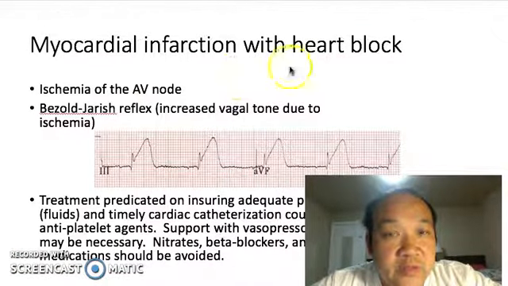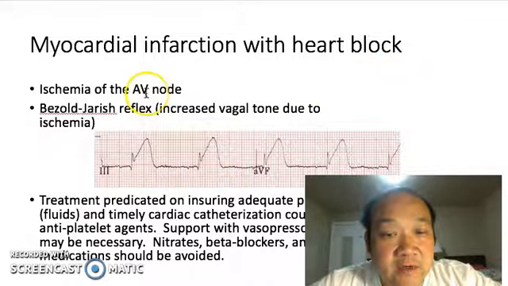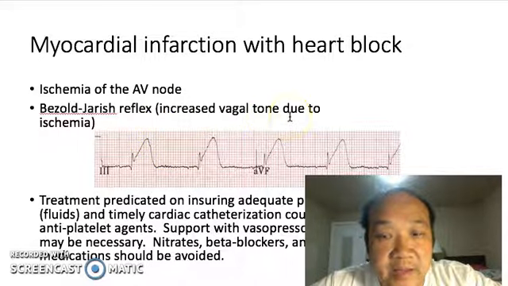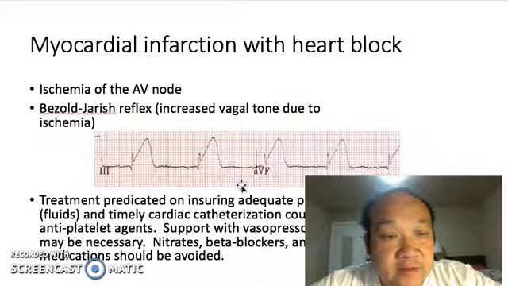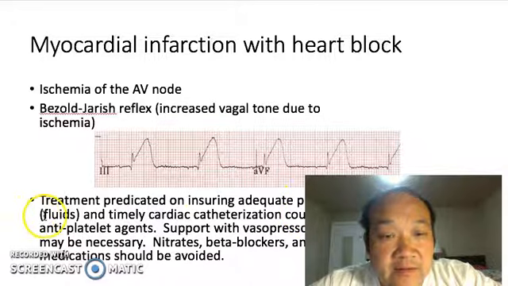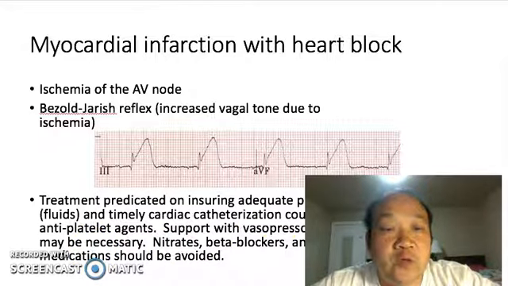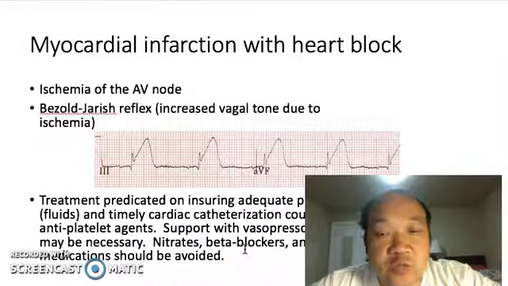Myocardial infarction with heart block can result from ischemia to the AV node or from the vasovagal reflex, increased vagal tone due to ischemia. As shown here, again, there is a lack of P waves. Treatment in this scenario is aimed at restoring preload and timely cardiac catheterization coupled with an antiplatelet agent. Supportive care with vasopressors or pacing may be necessary. Please avoid nitrates, beta blockers, or opioids because they will make the shock worse.